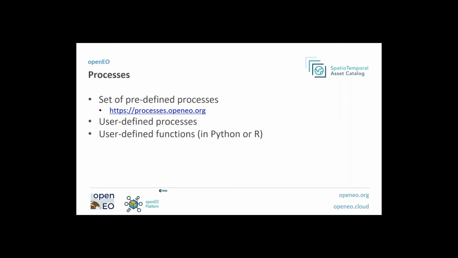We have a set of predefined processes, I think roughly 150 at the moment, mostly centered around EO processing, but it's extensible. So it is basically possible to also go to other domains here and extend it. You can define user-defined processes based on the predefined processes and other user-defined processes. And then there is a concept of user-defined functions right now implemented in Python and R. That means you can upload custom code that you have previously written in Python and R and make it part of your processing chain.